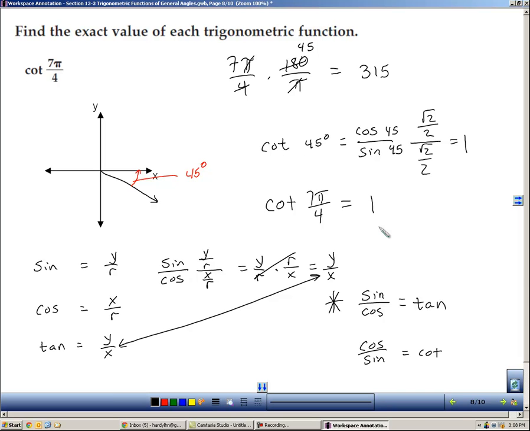Now the last thing we have to do is check the sign. Remember, because we're in the fourth quadrant, we have positive and negatives, and we said that all those points are cosine first and then sine. Well, since cotangent is cosine over sine, I'm going to get a positive divided by a negative, which equals a negative 1. So finally we get the cotangent of 7 pi over 4 equals negative 1.